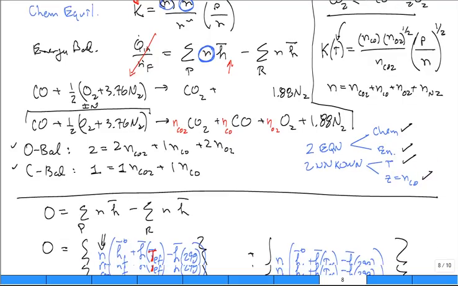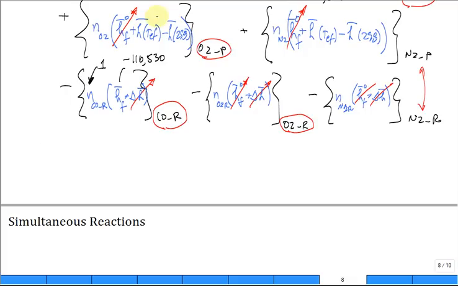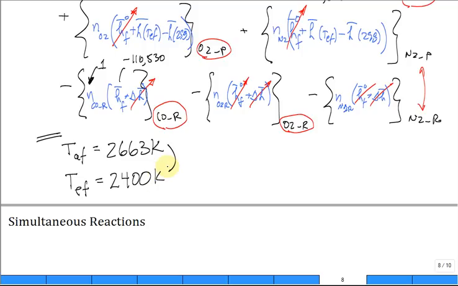Well, let me give you some numbers for the answer on this one. It's 2663 Kelvin is the adiabatic flame temperature, accounting for none of the dissociation of CO2. But if you account for the dissociation of CO2 using the information that's in the table for that equilibrium constant as a function of temperature, the temperature comes right in at 2400 Kelvin. That's how much of a drop there is, just accounting for dissociation of CO2.